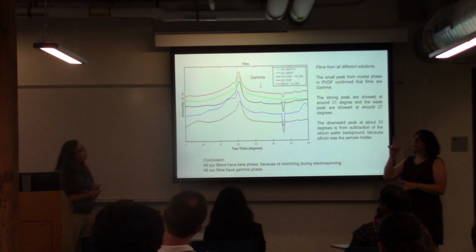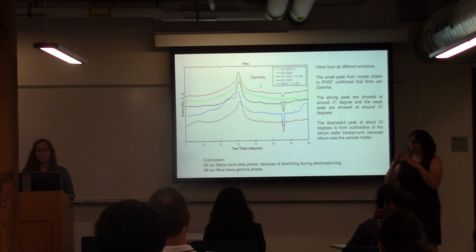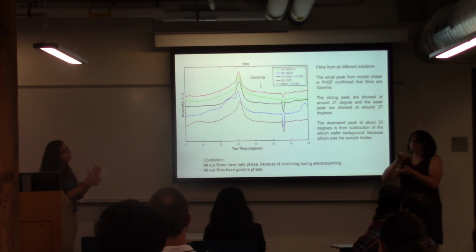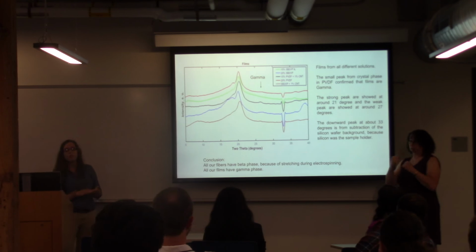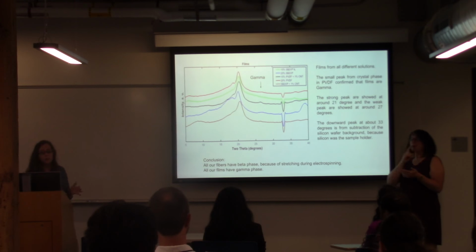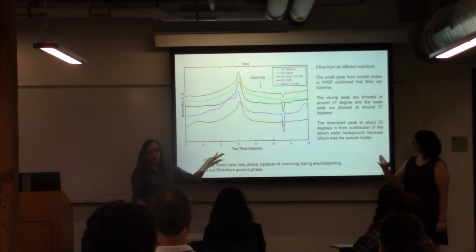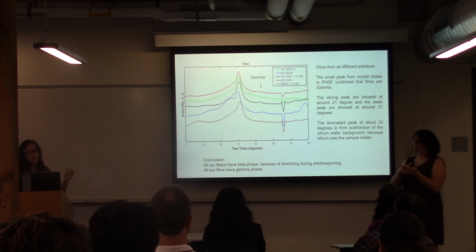I also looked at the films. In this small piece of film, the X-ray confirmed that it has a majority of gamma. The strong peak shows at about 21 degrees, and the weak peak shows at about 27 degrees. The downward peak is the sample coverage, as I mentioned. That is subtracted in another example.